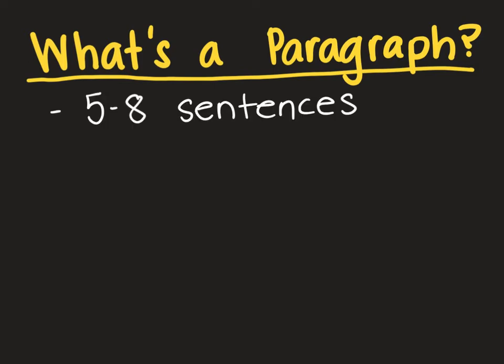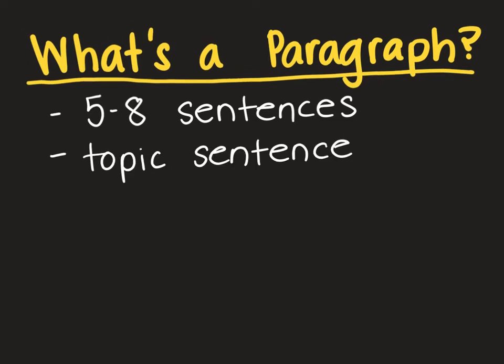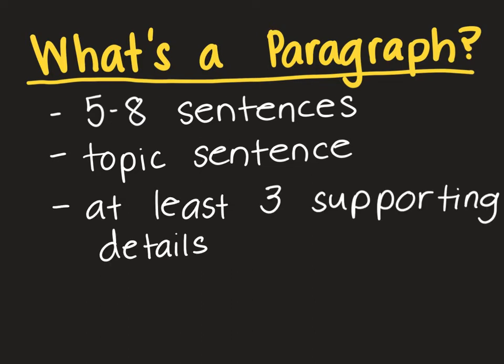A paragraph is made up of 5 to 8 sentences. So at least 5 sentences, but could be up to 8 with more details. A paragraph has a topic sentence. This is the first sentence that, remember, we indent, we leave a little space, and then we write that first sentence. And this tells the main idea of the paragraph, the main thing that you are going to be writing about. It then has at least 3 supporting details.